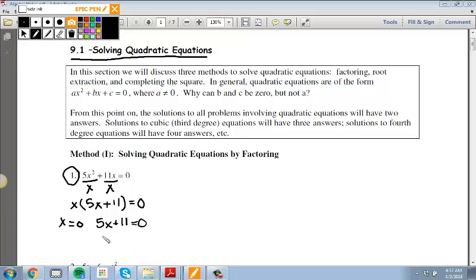And then I need to solve each of these, so x equals 0 is one of the solutions. Then I subtract 11, so 5x is equal to negative 11. Then I divide by 5, so x is equal to negative 11 over 5. So there's two solutions here: x equals 0 and x equals negative 11 over 5.